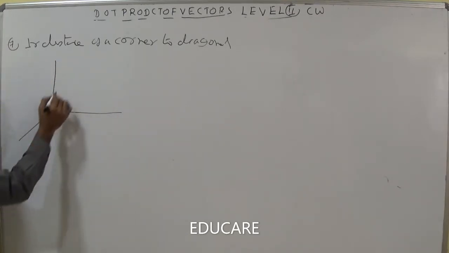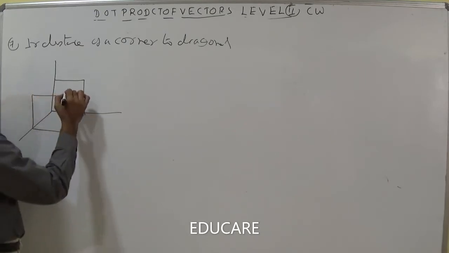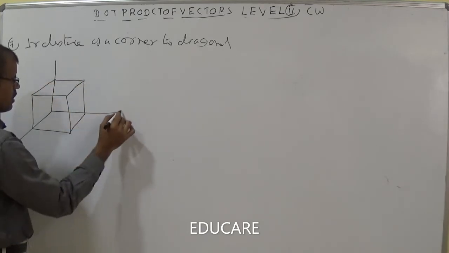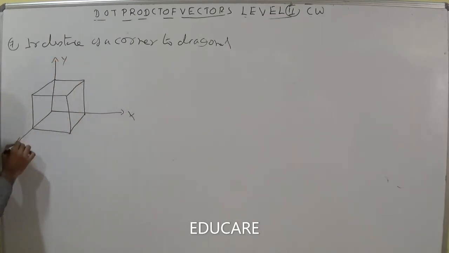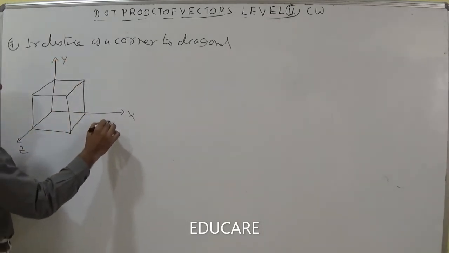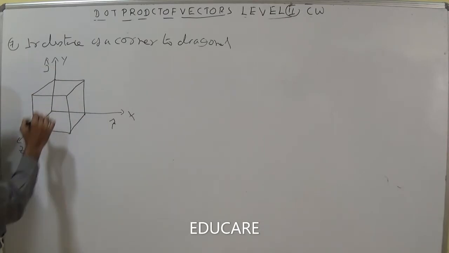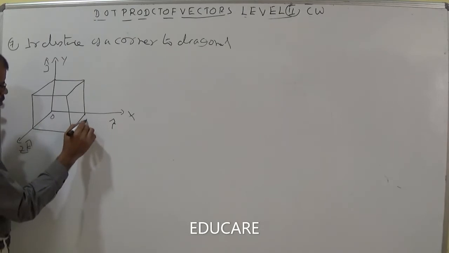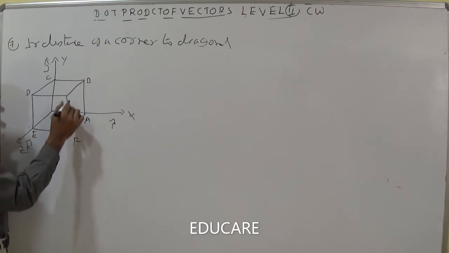X-axis, Y-axis, Z-axis, put the names. Consider a unit cube with the X-axis, Y-axis, Z-axis as the axes of the cube, where I, J, K are unit vectors along the X, Y, Z axes respectively. Here I cap, here J cap, this is K cap. Put the names here: this is O, A, B, C, D, E like that, F, G.